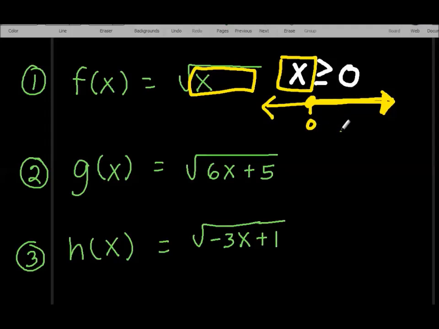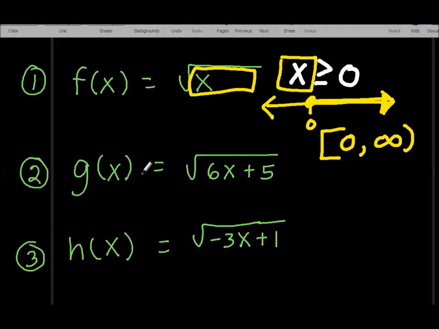In interval notation, it would look something like this. The 0 is included, and we go all the way to positive infinity. So it would be bracket 0, comma, infinity, and a closed parenthesis. So let's take a look at another one.